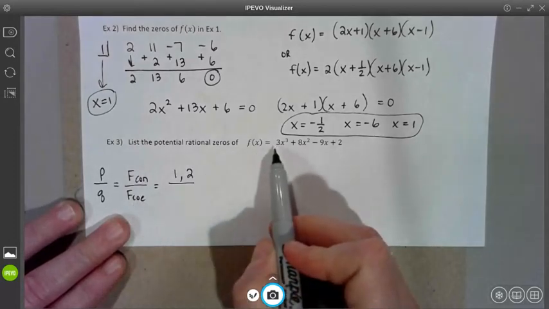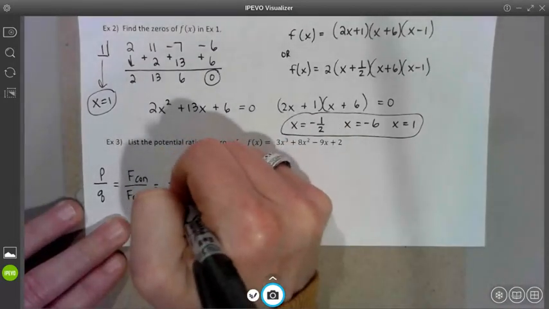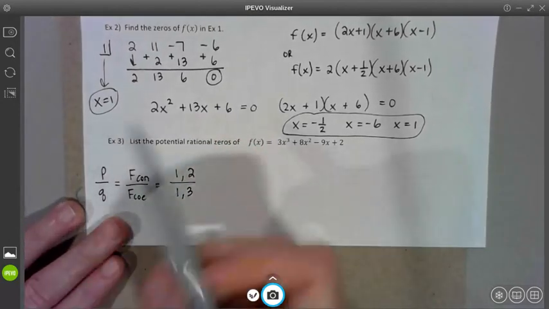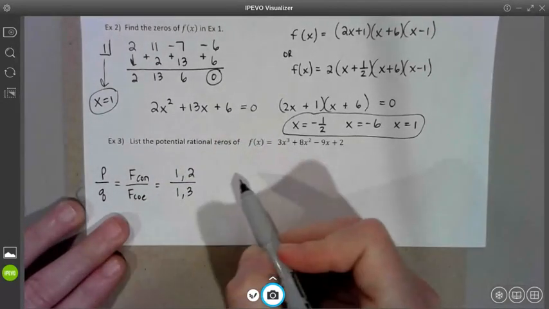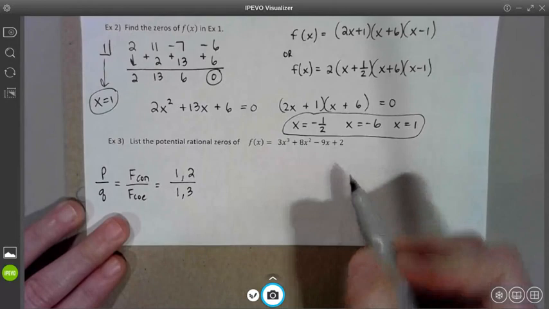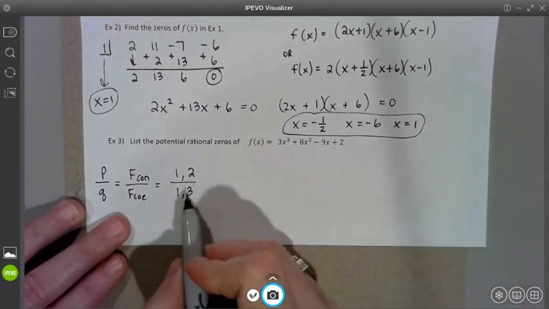The leading coefficient is 3, so the only factors of 3 are 1 and 3. So it's awesome when you don't have a lot of factors because you're not going to have a very long list of potential zeros. All right, so here we go. Let's start making our list.